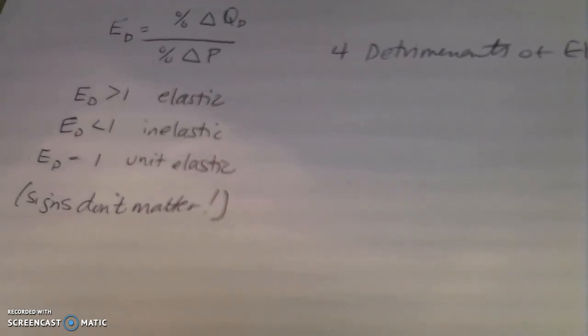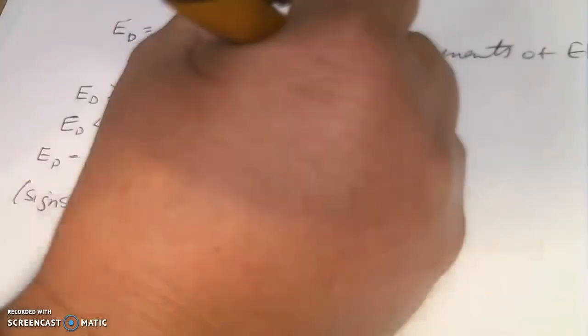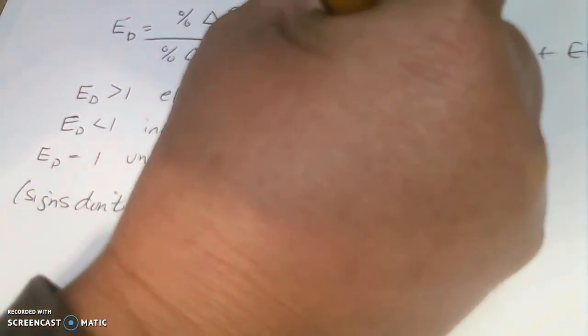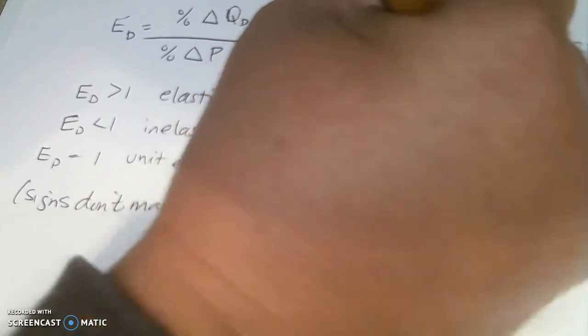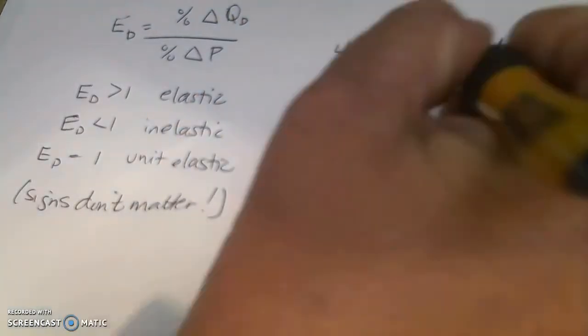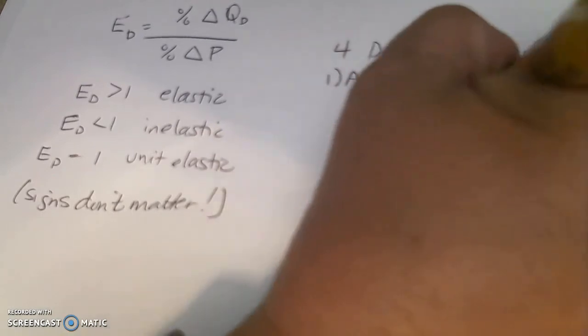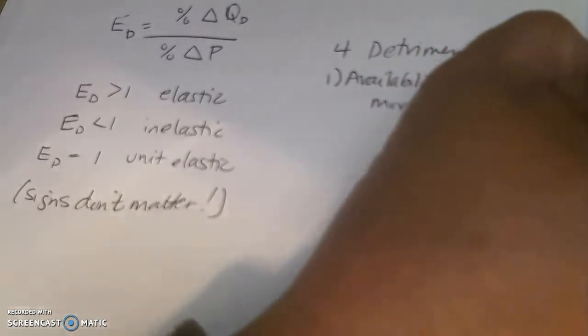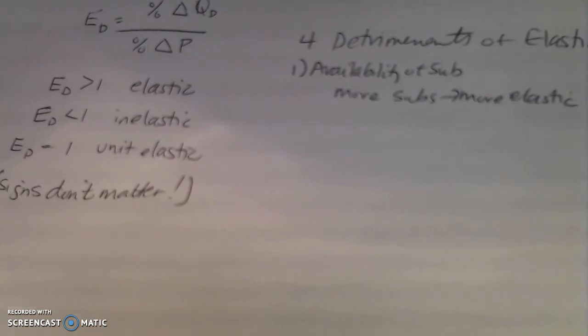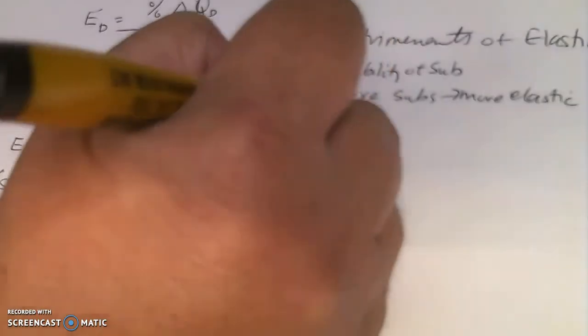So what makes it more elastic or less elastic? The first thing is going to be the availability of substitutes. The more substitutes we have, the more elastic it's going to be. More subs, more elastic. So if you only have one place to eat for lunch, you're going to pay whatever it costs to eat lunch there. However, if you have 10 different places to pick for lunch, then you're going to be more responsive. So that if one lowers its price, you're much more likely to go there than other places. So the availability of substitutes is 1.